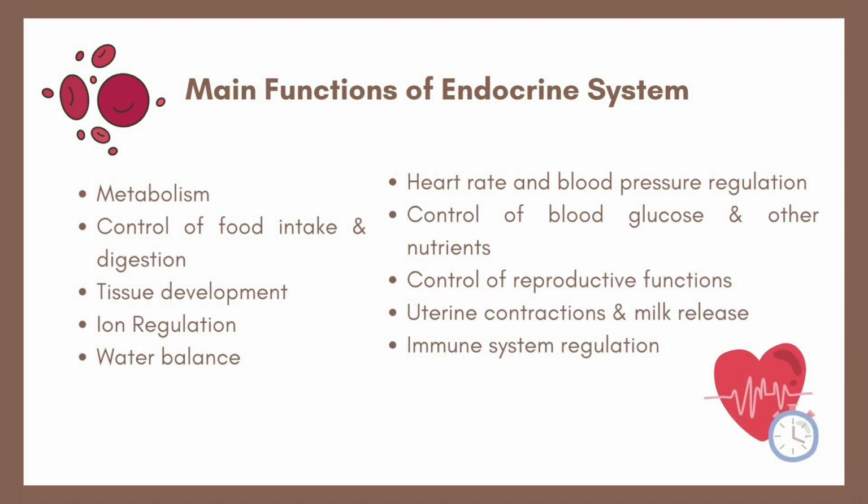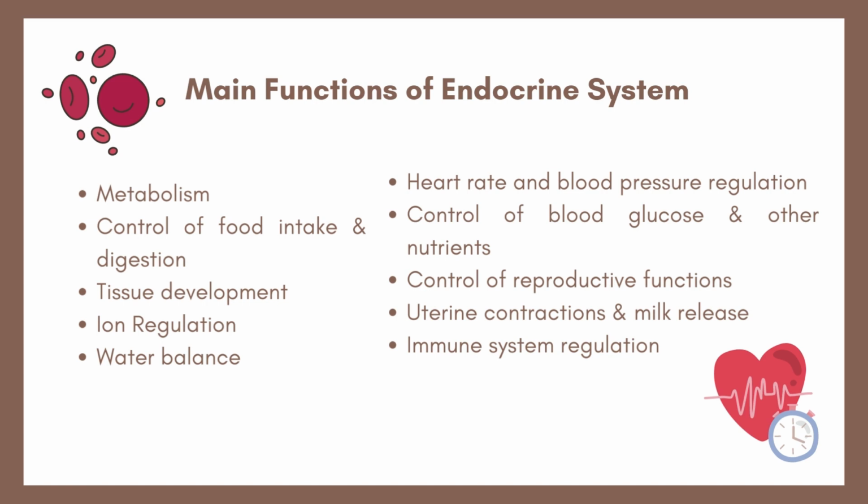And here are the main functions of the endocrine system. One of the main functions is metabolism, in which the endocrine system regulates the rate of nutrient utilization and energy production. Next one is the control of food intake and digestion. In other words, the endocrine system regulates the level of fullness and the breakdown of food into individual nutrients. Next is the tissue development. The endocrine system influences the development of tissues such as those of the nervous system.